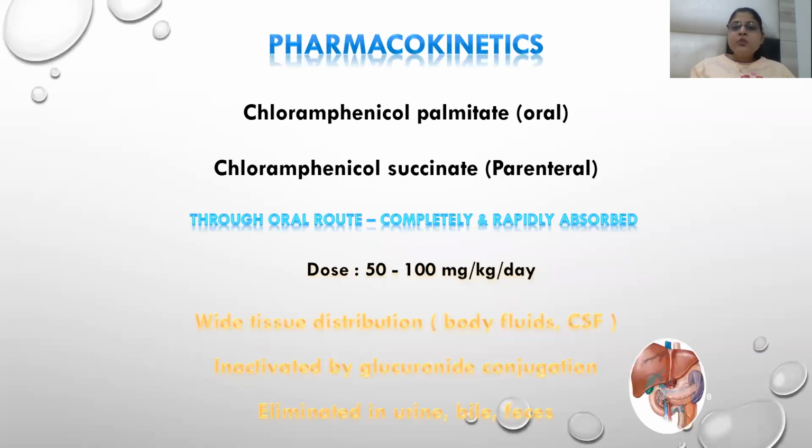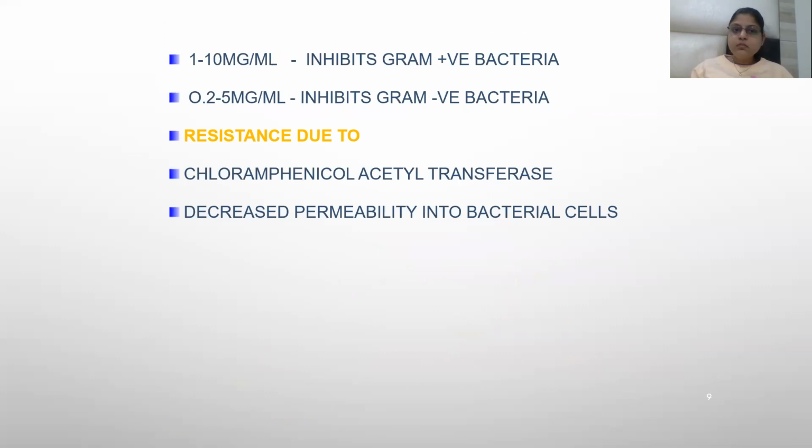It is available in two forms: chloramphenicol palmitate, which is oral, and chloramphenicol succinate, which is parenteral. Through the oral route, it is completely and rapidly absorbed. The dose is 50 to 100 milligram per kg per day. It is widely distributed in tissues and body fluids, including CSF, and it is metabolized by glucuronide conjugation. It is eliminated in urine, bile, and feces.